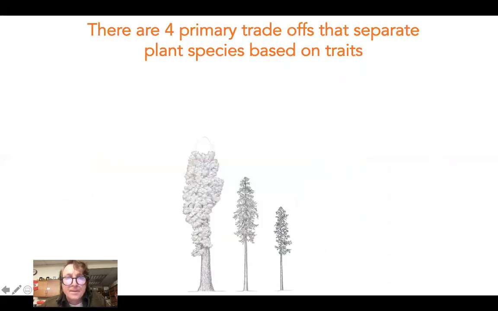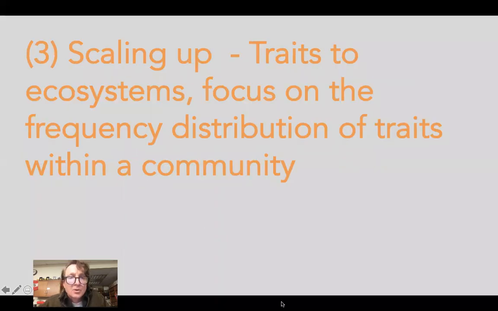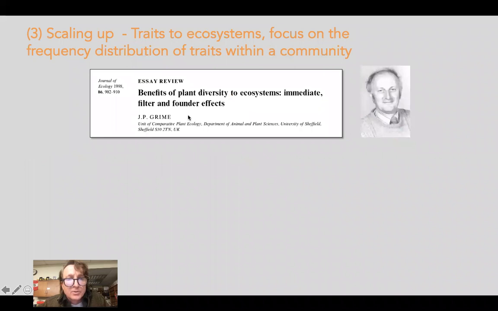Okay. The last major area of focus, and I'm only going to spend one slide on this, is how to scale up from traits all the way to ecosystems. We'll likely have more time to discuss this, but more likely down in Peru. For this, I would point you to another paper by Philip Grime, because he's a very good writer and has a way of characterizing the overview of the literature. But this gets to the biodiversity ecosystem functioning debate.